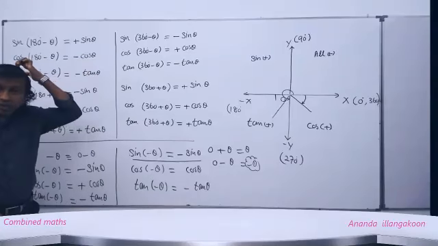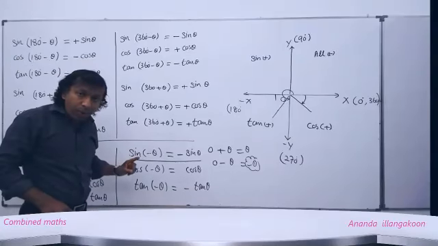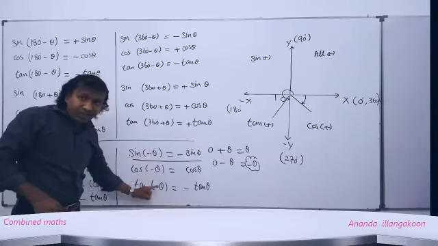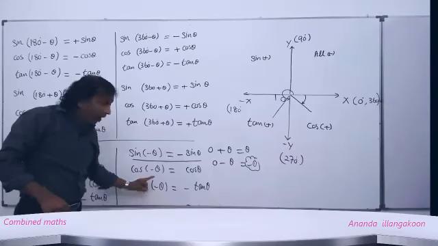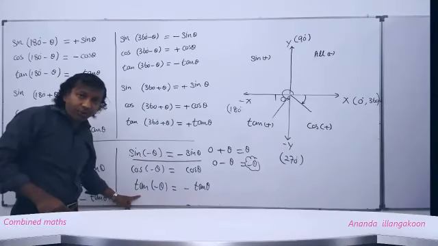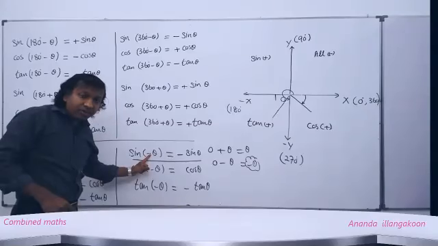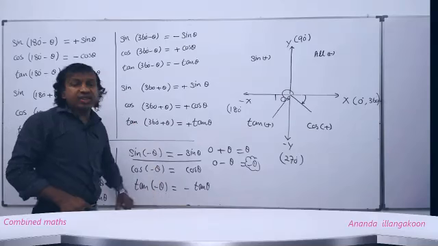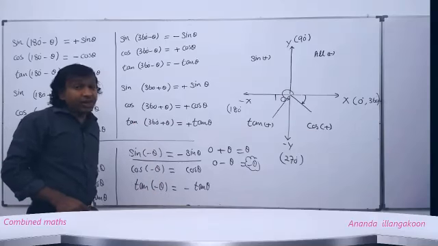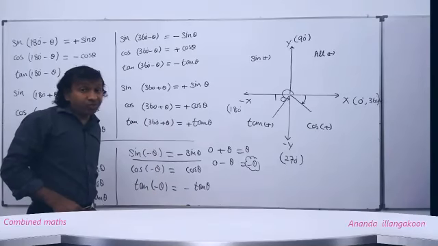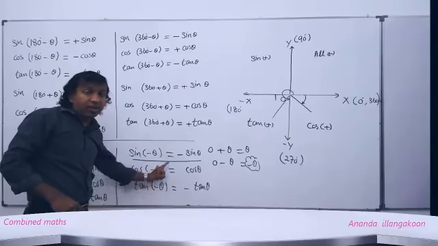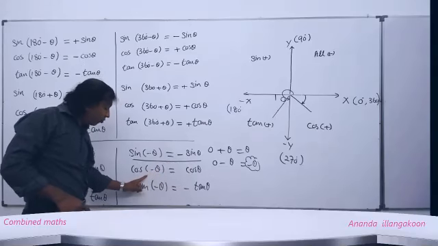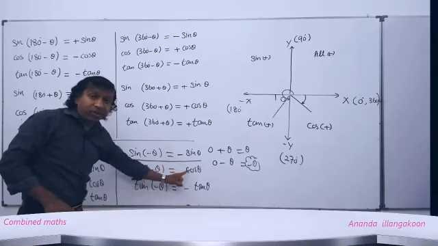Right people? Okay? If you have a minus sign with the angle in a sin or tan ratio, that minus sign available with the angle can be taken out. That's what the first result and the third result say. But it is not true for the cos ratio. Cos minus theta is equal to cos theta. You can't take this minus sign out. Without this minus sign, you can write it.